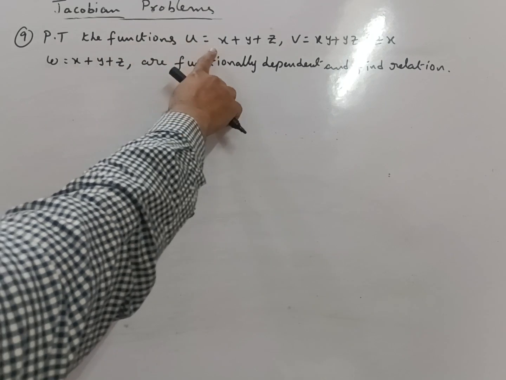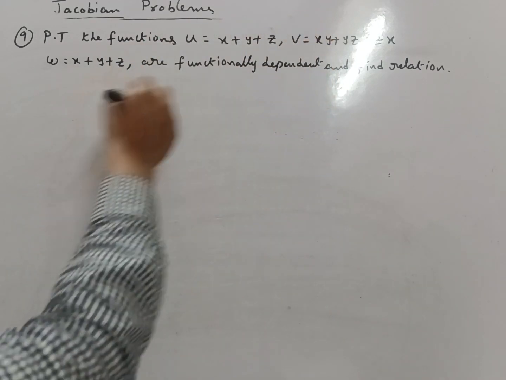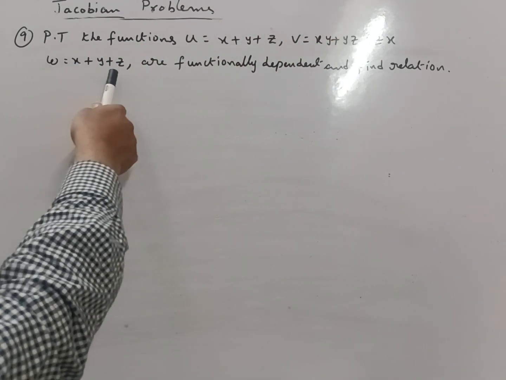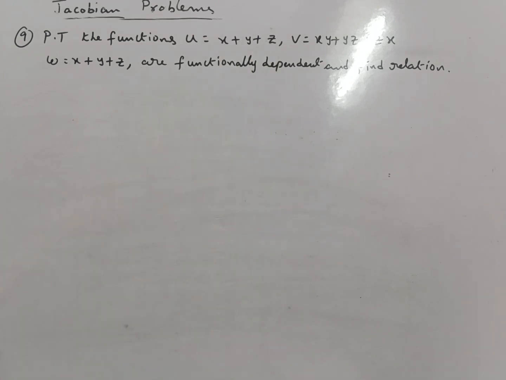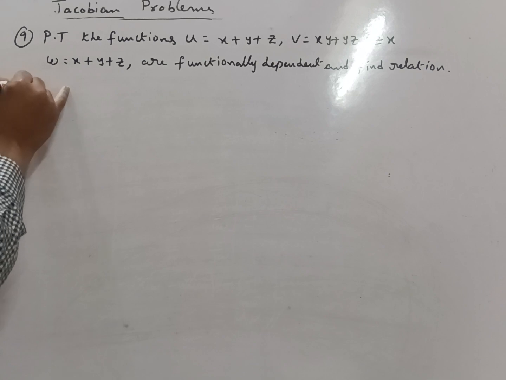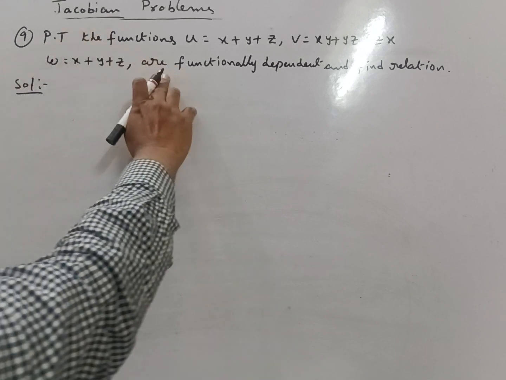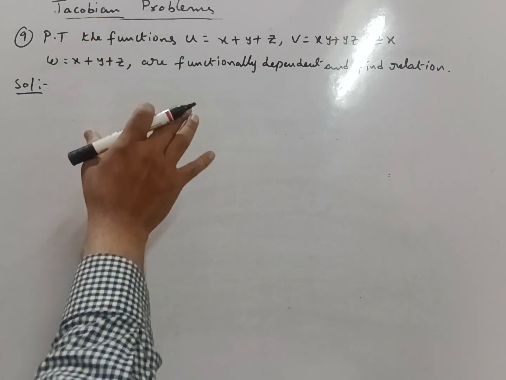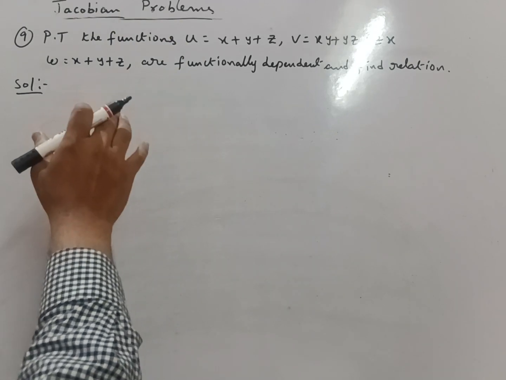Prove that the functions u = x + y + z, v = xy + yz + zx, w = x² + y² + z² are functionally dependent, he's asking. Functionally dependent, and find the relation between them. What is this new term in Jacobian, functionally dependent? Any function whose Jacobian is 0.